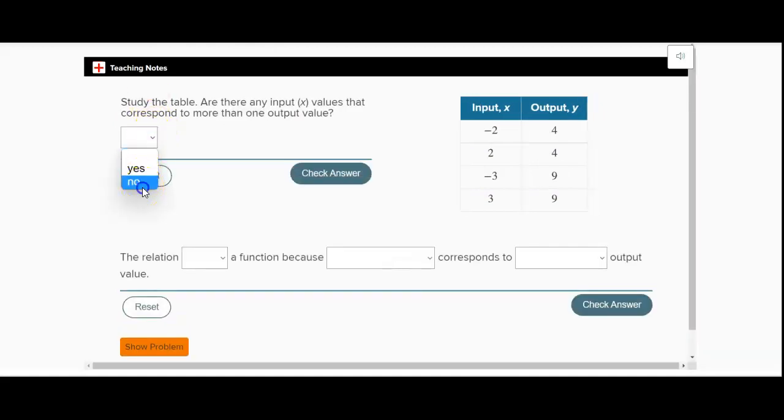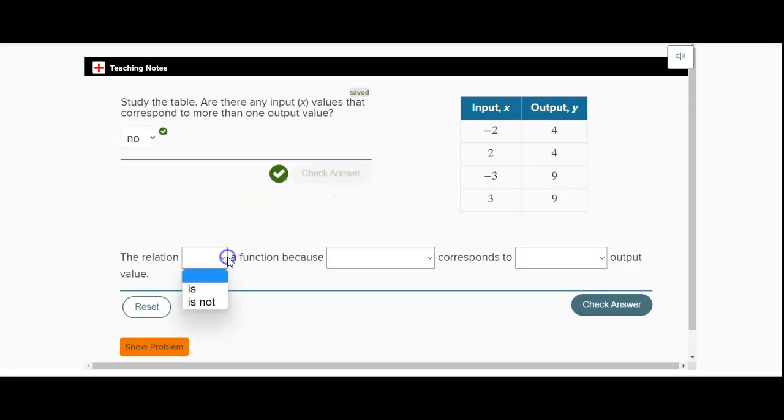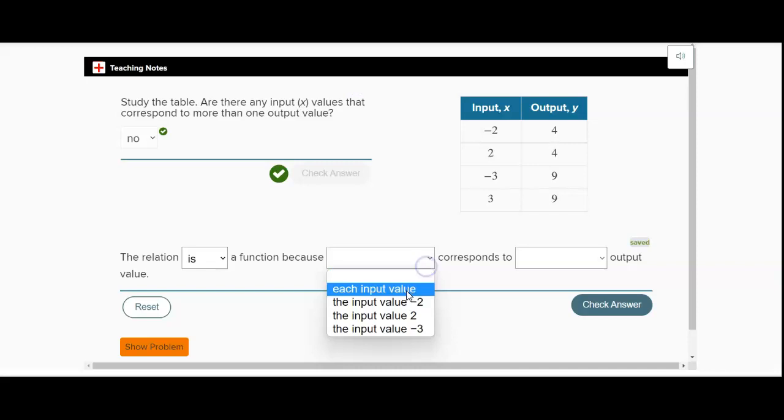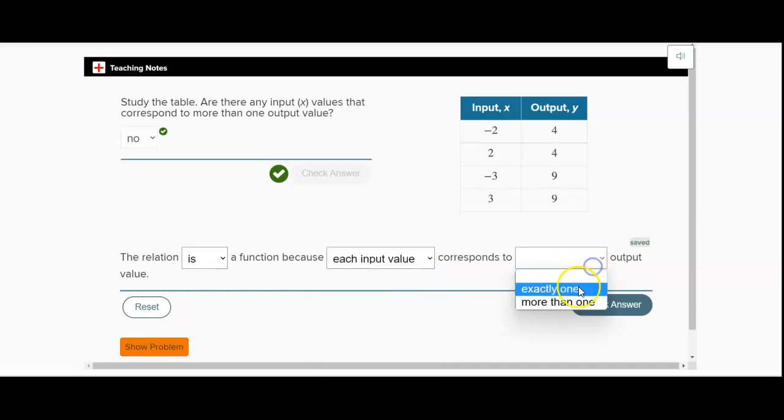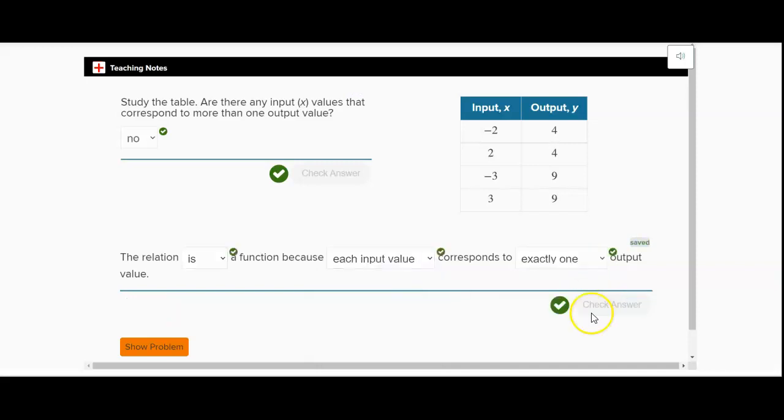So are there any x values that correspond to more than one output? No, there's not. So this is a function because each input corresponds to exactly one output, and you can fill this in your book. All right, let's look at another example.